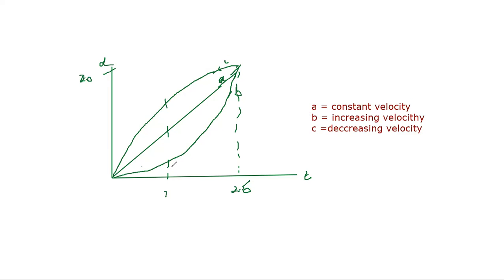If we want to plot the graphs of velocity for all of these cases, it would be something like this. The velocity time graph for these three cases: for car A, it would be like this. For car B, it would be like this, with increasing velocity, and for car C, like this. So this would be the graph for car A, this for car B, and this for car C.